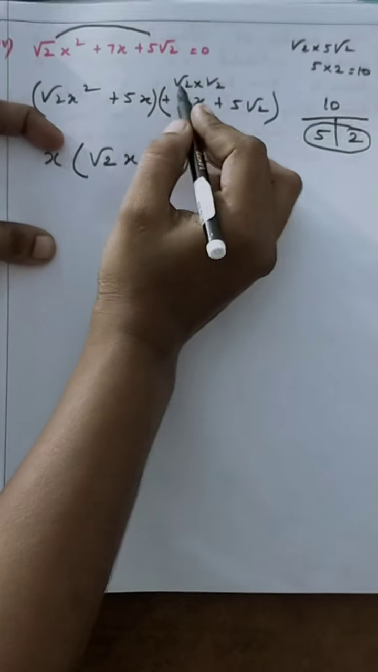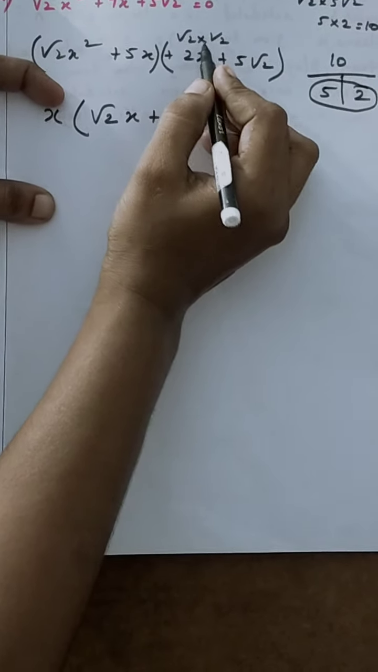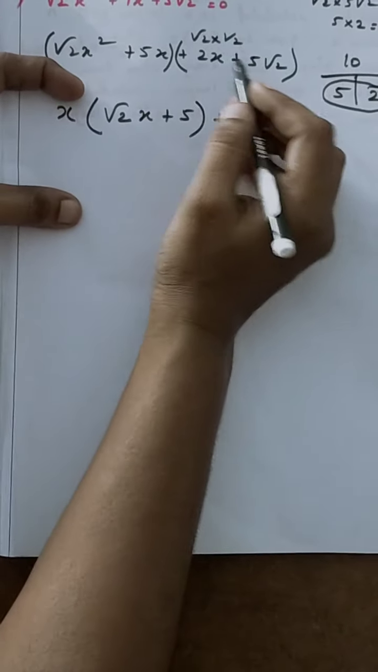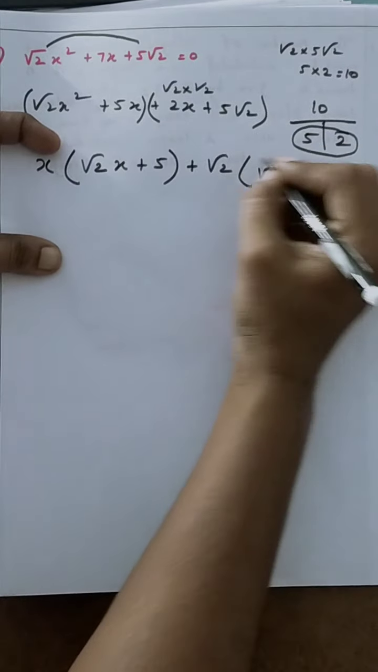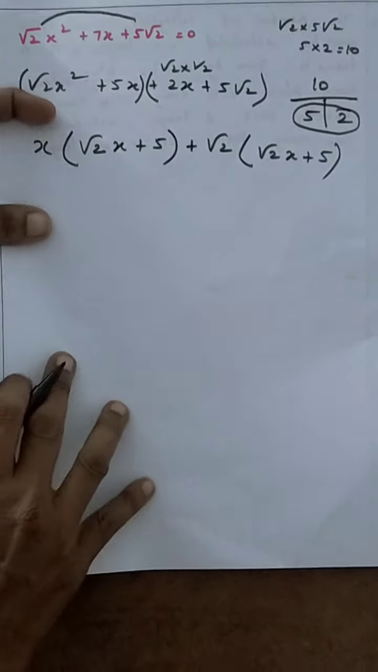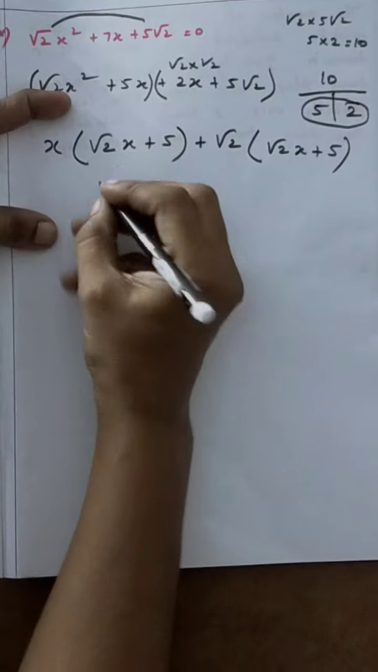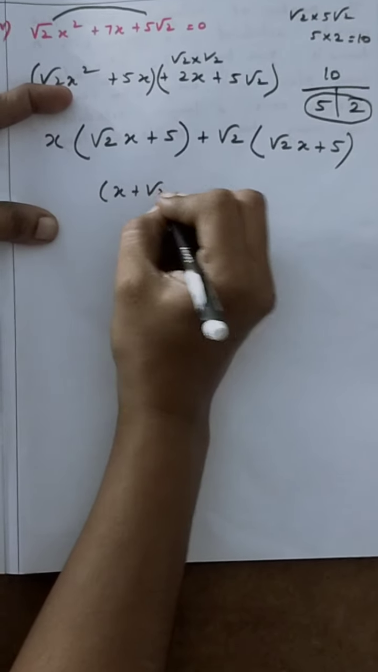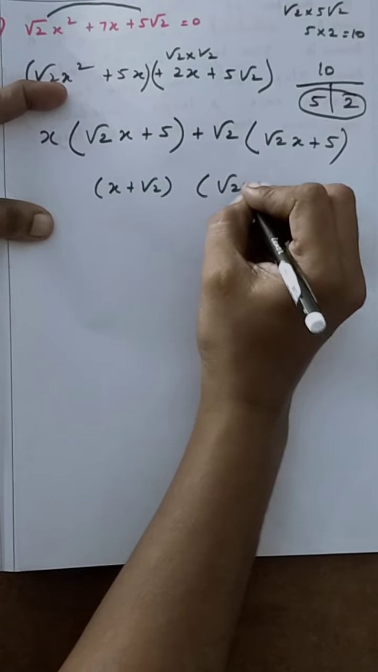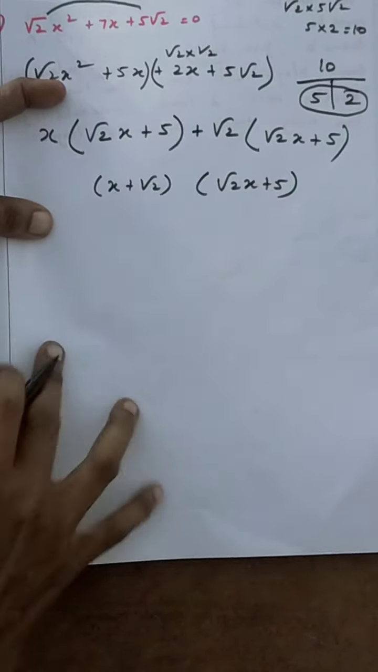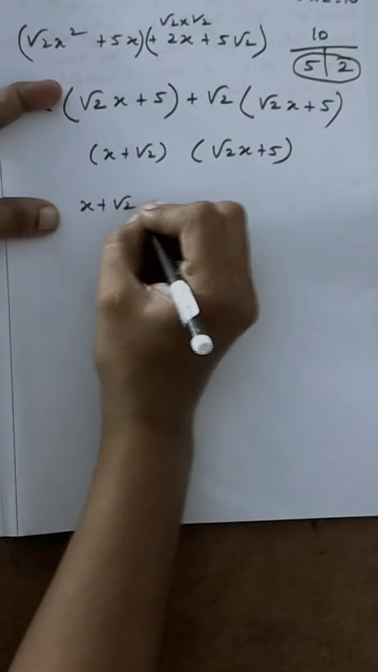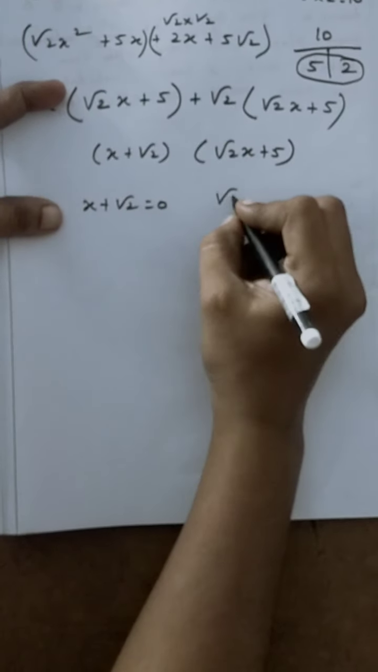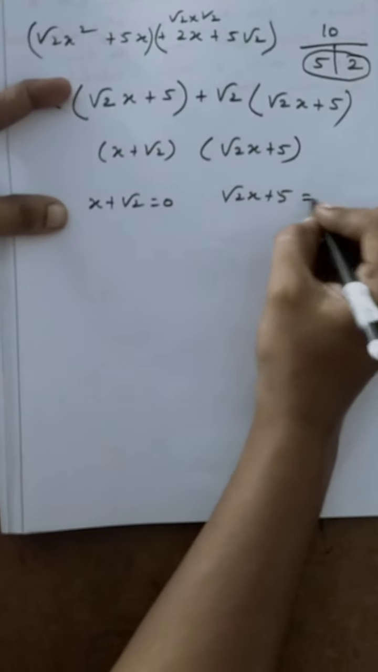So which one is common? This one root 2 is 2 times repeated. This one is root 2 only one time given. So root 2 writing outside, remaining term is root 2x plus this root 2 writing outside is 5 only. So outside terms writing one factor x plus root 2 and the next one is a bracket term root 2x plus 5. Both the terms equal to 0. X plus root 2 equal to 0. Root 2x plus 5 equal to 0.